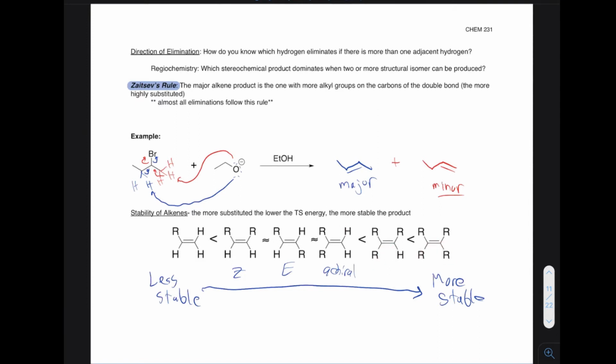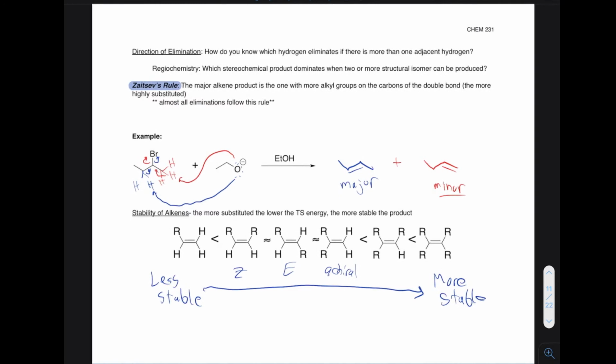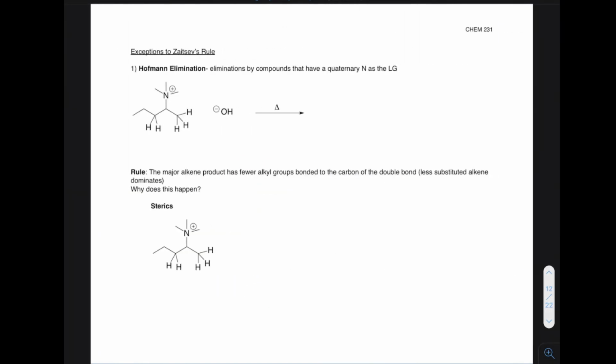And you can think of it like this. You can almost think about the alkene as being a reactive site, right? And the more carbons are on that double bond, you can think of it being more protected, quote unquote, right? Meaning it's more stable, right? Less reactive. So now that we've learned Zaitsev's rule, we of course have to look at some exceptions.